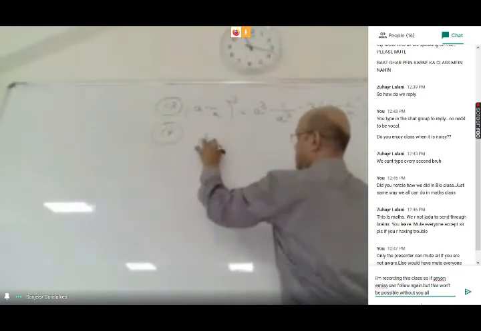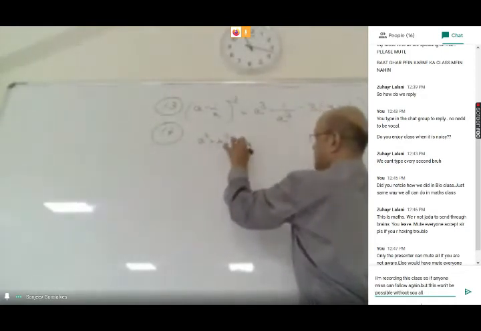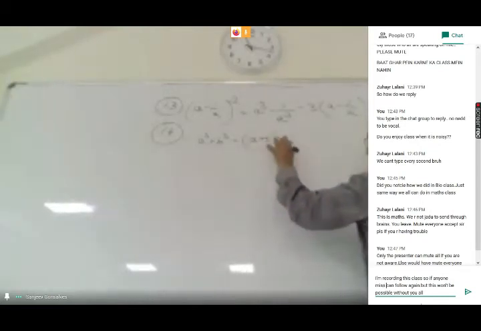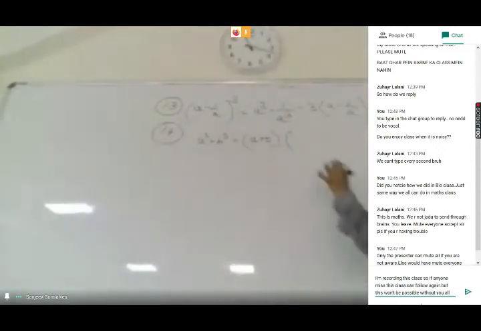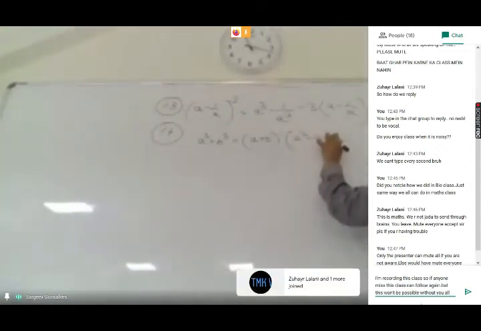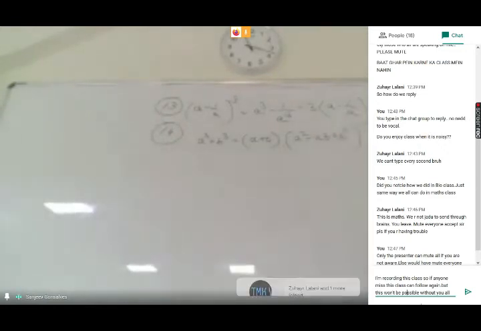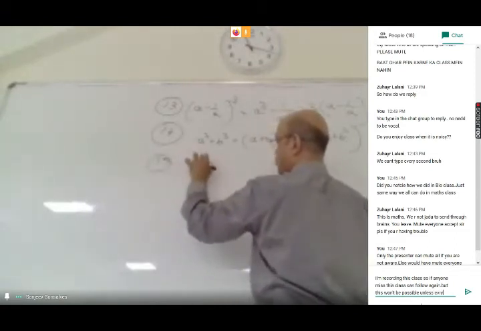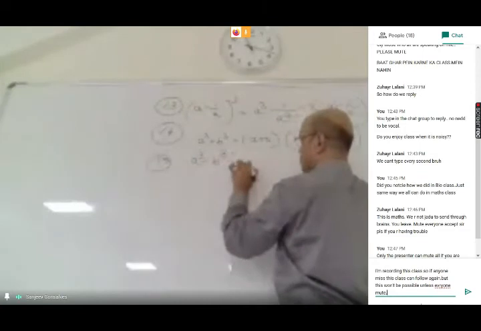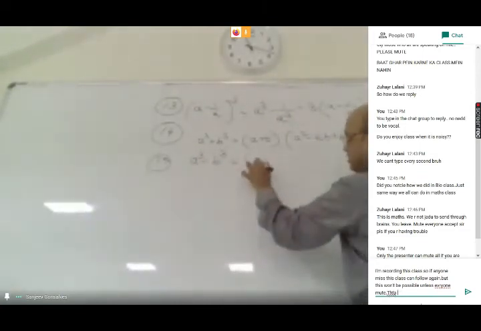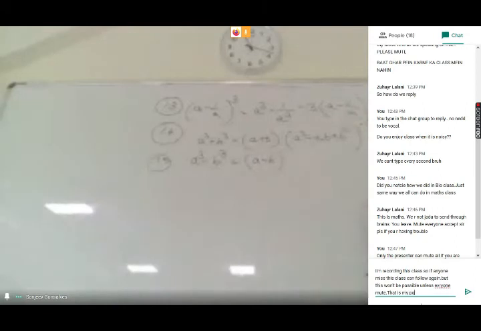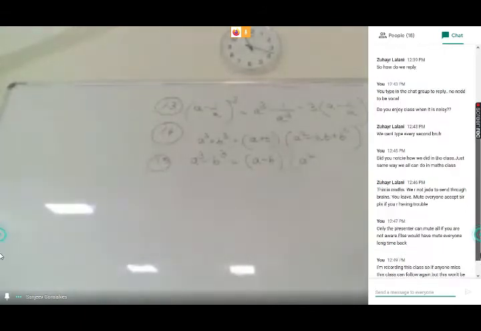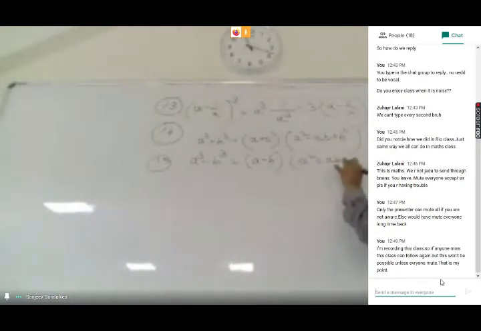A cube plus B cube is equal to A plus B in bracket A square minus AB plus B square. Formula A cube minus B cube is equal to A minus B inside the bracket A square plus AB plus B square.